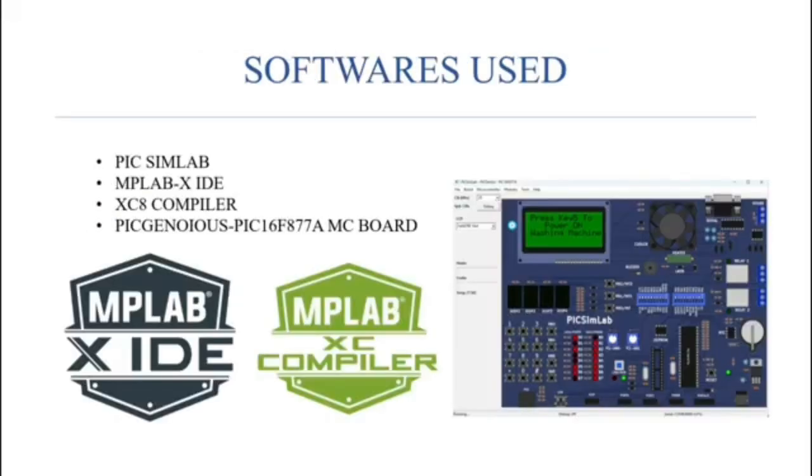We mainly use 3 softwares here: PicSimLab, MPLAB X IDE, and the XC8 compiler. By using these three applications, we will build the automated washing machine. Here we can see the MPLAB X IDE logo, and here the MPLAB XC compiler, and this is the simulation, and this is the PICGenios board with the PIC 16F877A microcontroller.